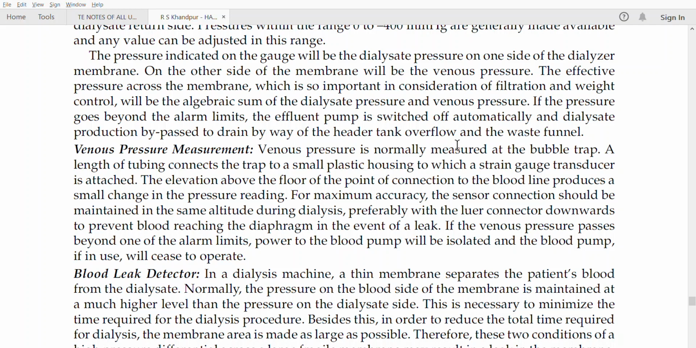For maximum accuracy, the sensor connection should be maintained at the same attitude. So this is measured at the venous side.